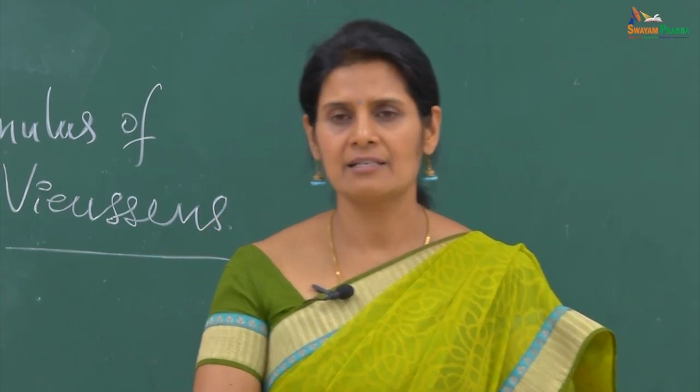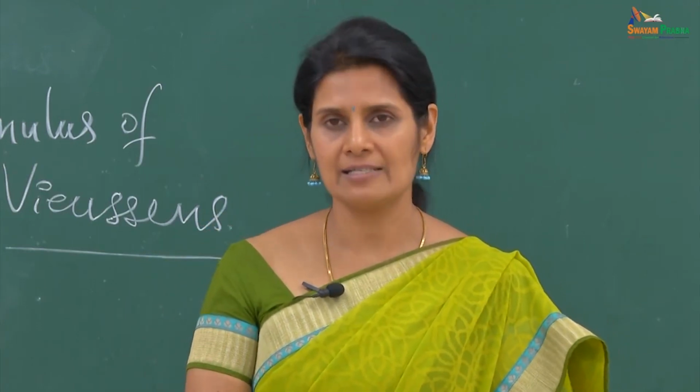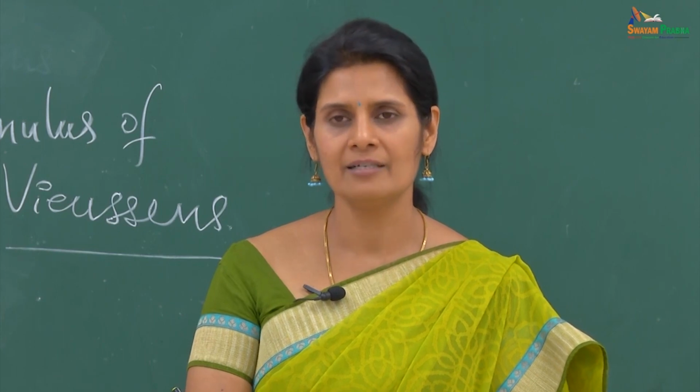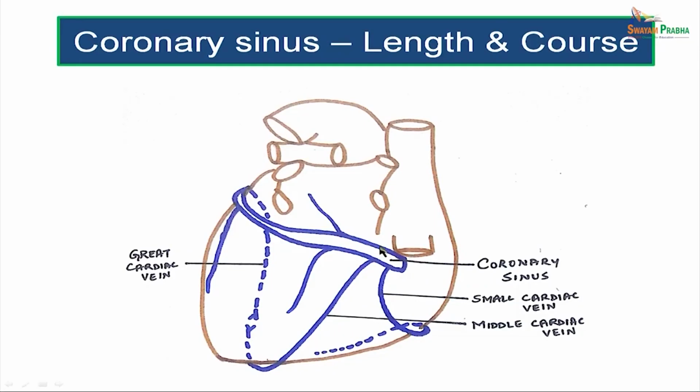Coronary sinus is a large venous sinus which is present on the posterior surface of the heart in the left half of the atrioventricular sulcus on the posterior aspect. It is about 3 centimeters in length. It runs from the left margin of the heart downwards and backwards towards the right atrium, where it is going to open into by ending there.